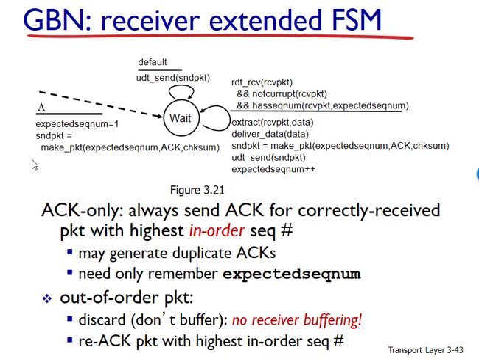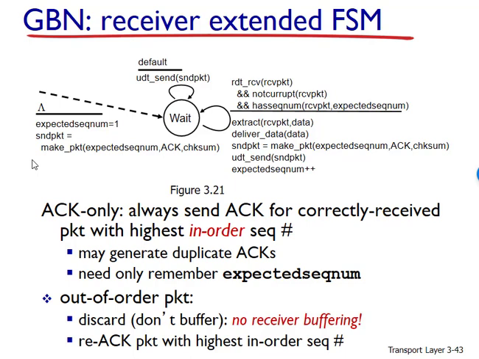The receiver's actions in go back N are also simple. If a packet with a sequence number N is received correctly and is in order, the receiver sends an acknowledgement for packet N and delivers the data portion of packet N to the upper layer. In all other cases, the receiver discards the packet and resends an acknowledgement for the most recently received in-order packet.